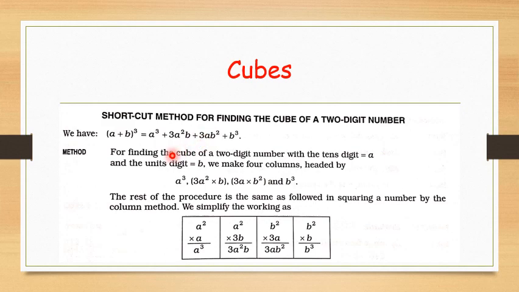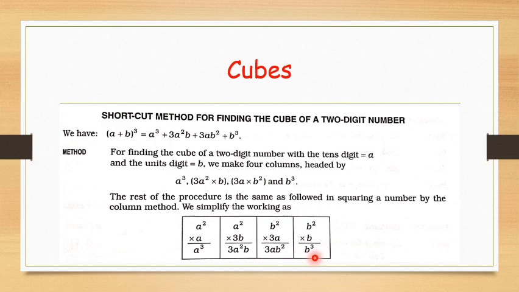So now what is the method of finding this cube? For finding the cube of a two-digit number with a tens digit a and the unit digit b, we make up four columns. The first column is headed by a cube. The second column is headed by 3a square b, the third column is headed by 3ab square, and the fourth column is headed by b cube. It means first column का heading क्या होगा? a cube. सेकेंड का क्या होगा? 3a square b. थर्ड का होगा 3ab square, and fourth का होगा b cube.